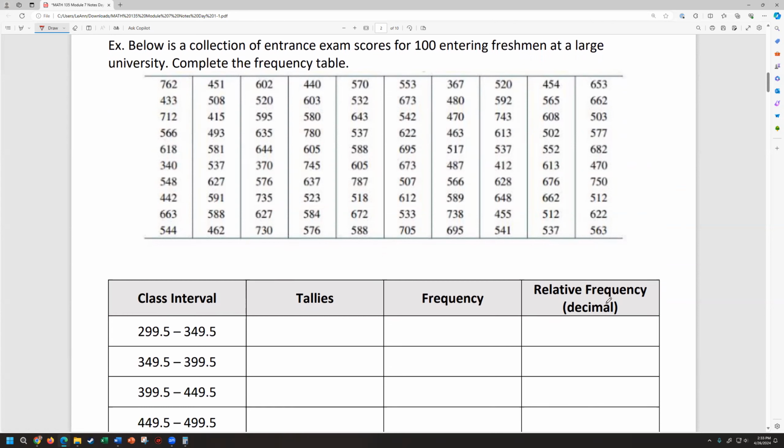Then we'll have the relative frequency as a decimal. That just means you take how many you had in each group divided by the total number of numbers, which here is 100, and that will be our decimal form.